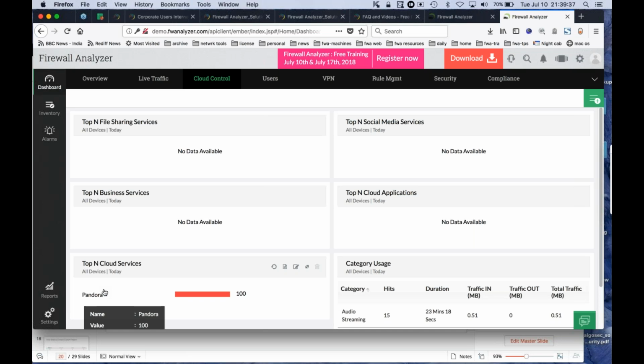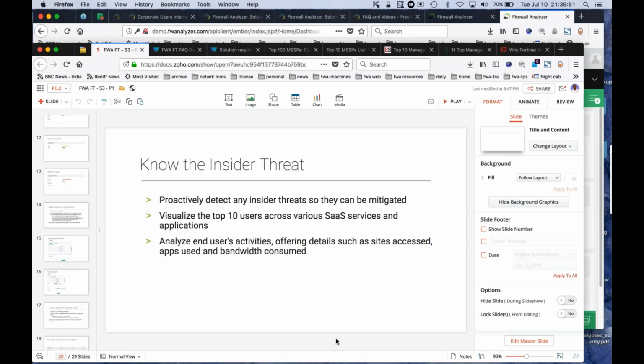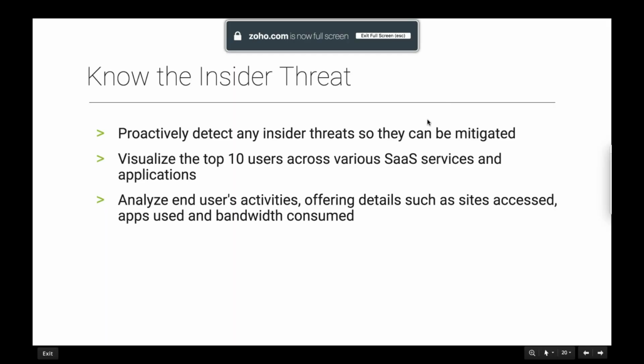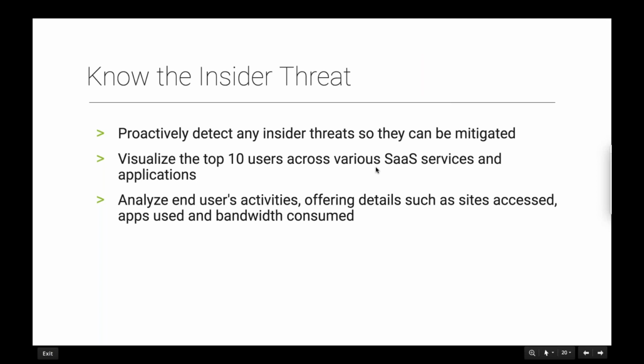The same way we have an option for DHCP mapping with IP address, and also proxy with IP address. In proxy logs, we will have the username, and we can map that as well. We do have options for manual mapping as well. So this username to IP mapping helps to find out each user's activity with respect to the source IP. So we can proactively detect any insider threat so that it can be mitigated.